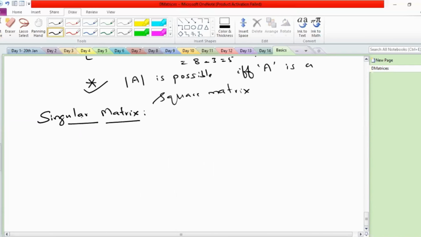Any matrix becomes a singular matrix provided the determinant equals 0 and the matrix is a square matrix. Then A is a singular matrix. This condition has to be satisfied.